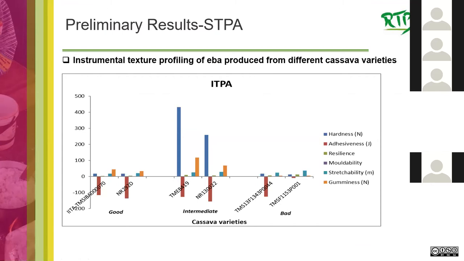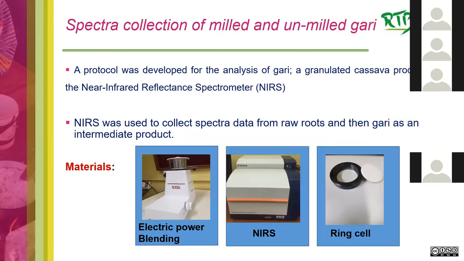This is just the figure graphics of the result I just presented. Another important thing we did is we developed a protocol for taking spectral data, and then this was validated. So a protocol was developed for the analysis of Gari using the near infrared. The NIS was used to collect the spectral data from the raw root and then Gari as an intermediate product.